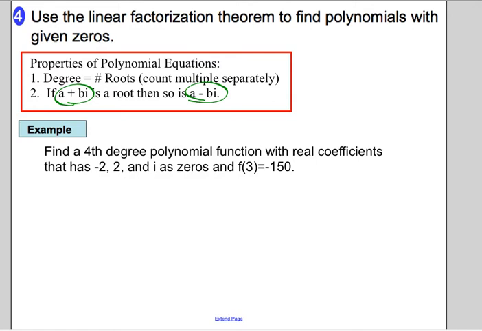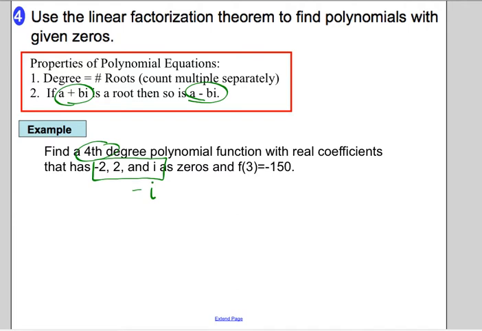So let's take a look at our example. We're finding a fourth degree polynomial function with real coefficients. That just means that the numbers in front of the variables are real. And that 2 and negative 2 and i are zeros or roots. Now, it's a fourth degree polynomial and I only gave you 3 roots. Remember, all the imaginary roots happen in pairs. So since we know i is a root, we automatically know negative i, its conjugate, will also be a root.